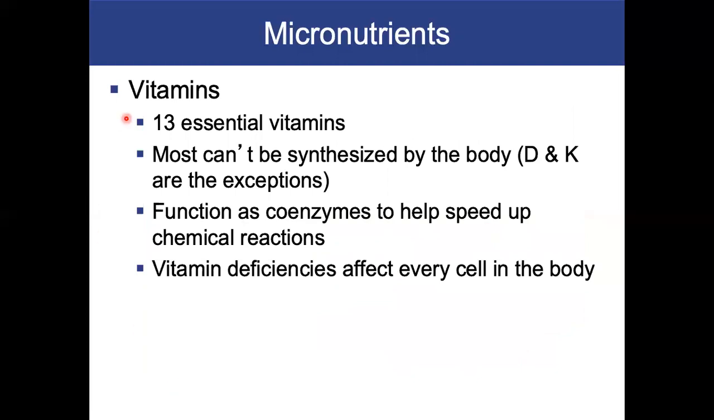Okay, vitamins. There are 13 essential vitamins. What does that mean? You have to get them from an outside source. Most can't be synthesized by the body. D and K are the exceptions. Do I want you to know that? Yes. So D and K you can synthesize in the body. Everything else you have to get from an outside source. These guys function as coenzymes, so they activate enzymes. And you can imagine that since they activate enzymes, when you don't have a vitamin, you're not going to be able to carry out chemical reactions.